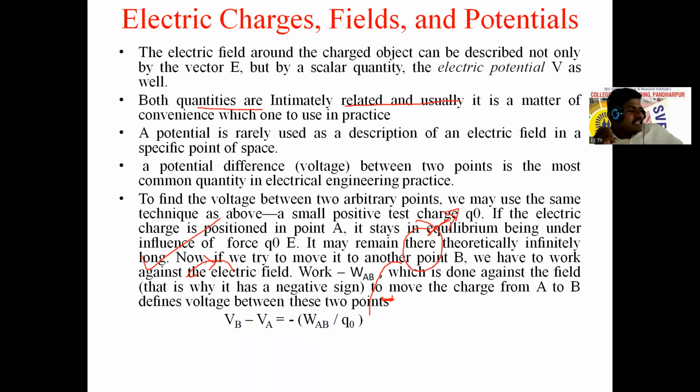What is potential difference? The potential difference, or we can call it a voltage between the 2 points, is the most common quantity in electrical engineering practice. So in electrical engineering practice, the voltage, or potential difference between that 2 points or that 2 charges, त्याच्यामधलं जे काही electric potential असेल, we can call it a voltage difference between those two. To find the voltage between two arbitrary points, we may use the same technique as above, right?